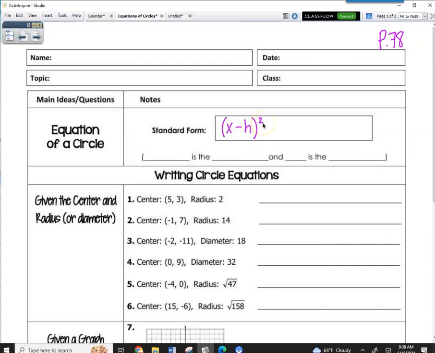It's going to be inside a set of parentheses, x minus h squared, plus inside another set of parentheses, y minus k squared, equals r squared. So it looks complicated, but now I'm going to explain what all the pieces are, and then you're going to see us practice it, and you're going to be like, oh, this is actually easy. Let's explain what the pieces are.